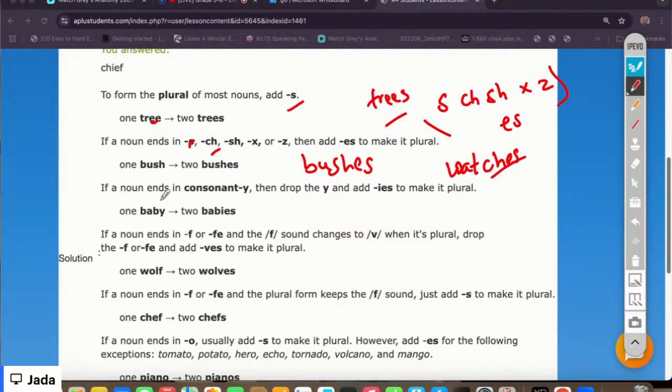Alright, if it ends with a consonant plus y, then you drop the y and add ies. So the y changes to i, and it becomes babies. If a noun ends with f or fe and the f sound changes to v when it's plural, you drop the f or fe and add ves to make it plural, like wolf and wolves.